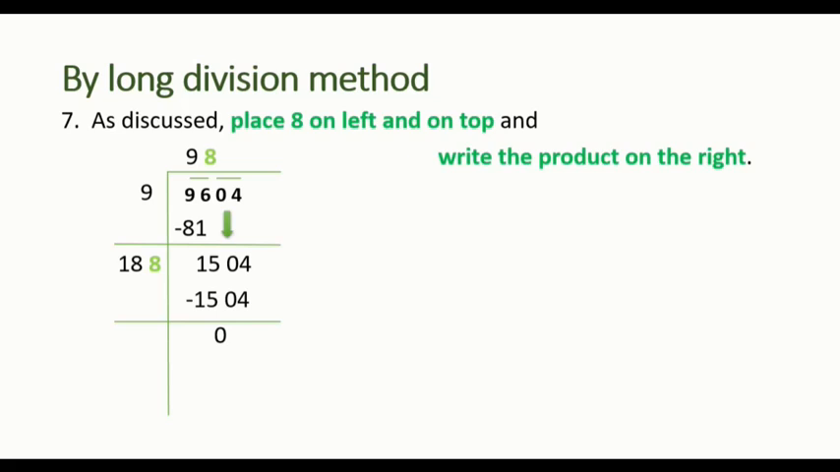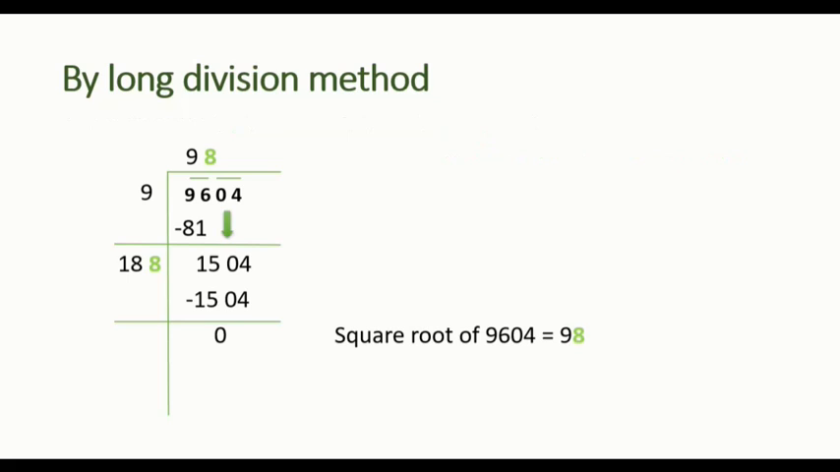Right? So now, what about the square root? Our square root of this question 9604 will be the quotient from this question, that is 98. So 98 is going to be the square root of the same. So this is how we can easily find out the square root of any given number using the long division method. I hope you all have understood this.